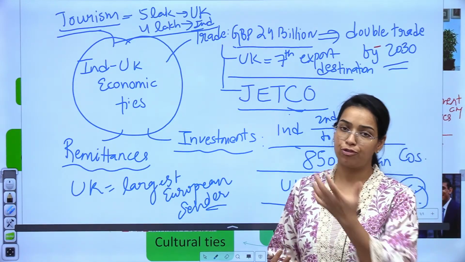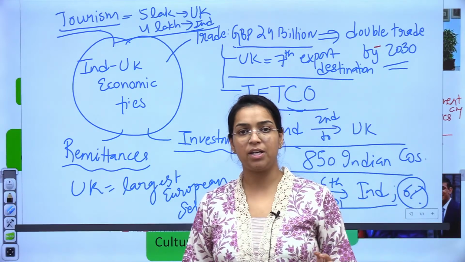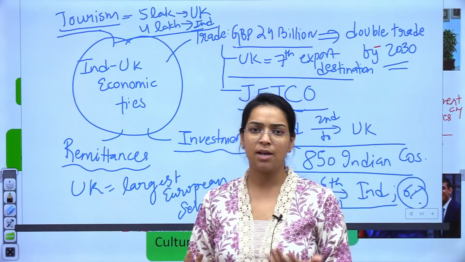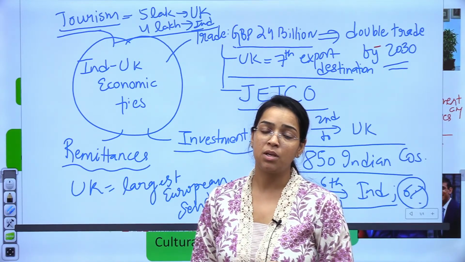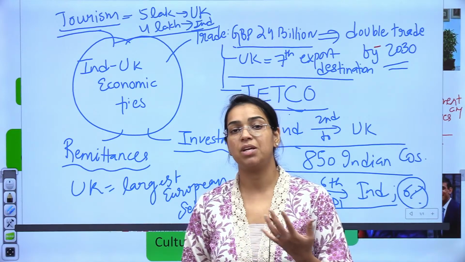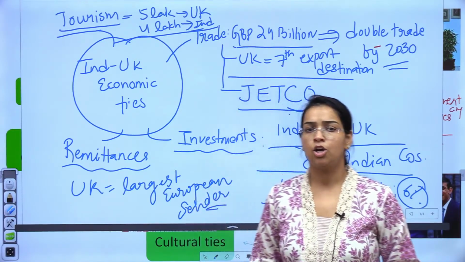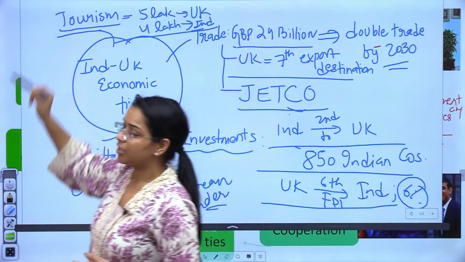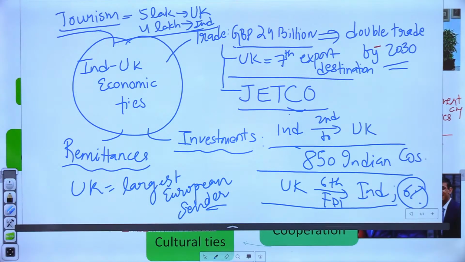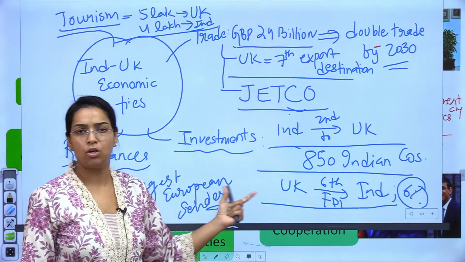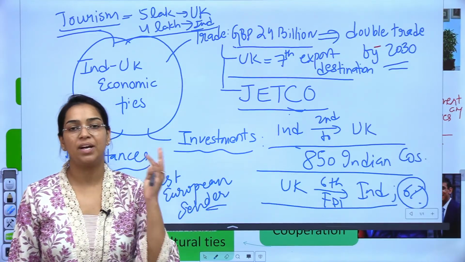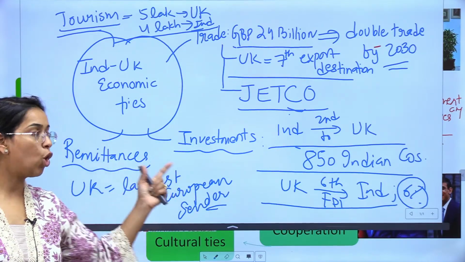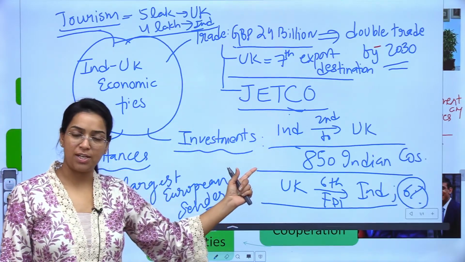Tourists are coming from UK to India and from India to UK for various purposes, right? That can be cultural tourism, business tourism, medical tourism, educational tourism, right? So in that way also the two countries are benefiting a lot from the bilateral ties. So this is the entire gamut of the bilateral economic ties, how the two countries are cooperating with each other on these areas to boost their economic ties.